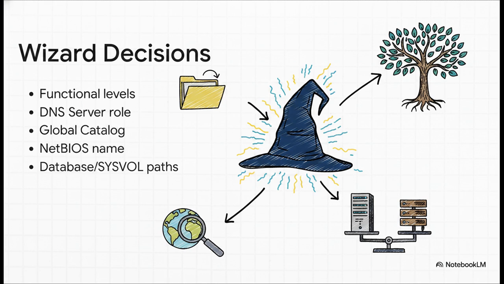You also must deliberately choose your forest and domain functional levels. These levels set the baseline for capabilities, requiring you to carefully balance modern features against any legacy domain controllers you might still have running. The wizard also asks if this controller should be a DNS server and if it should host the global catalog. Usually, you select both by default to ensure proper forest-wide searches and group resolution. Finally, you'll establish the legacy NetBIOS name and confirm the physical paths for your database and sysvol folders.